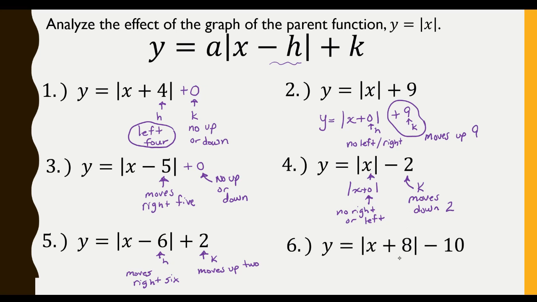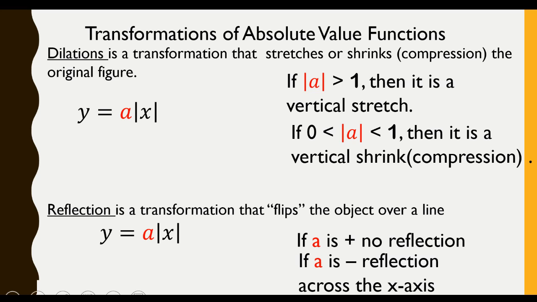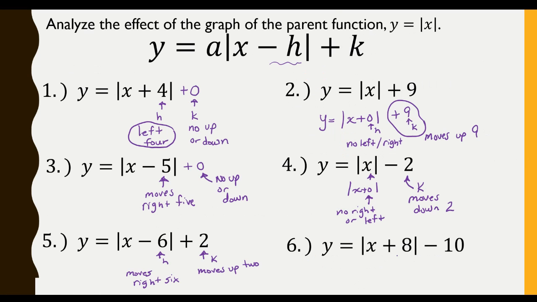Okay, and then the next one here, sorry about that. This is your H, this is your K. So this really, we have to think opposite, which is negative. And negative moves to the left on the graphs. So this moves left 8. And this is the K value, so it moves down 10.